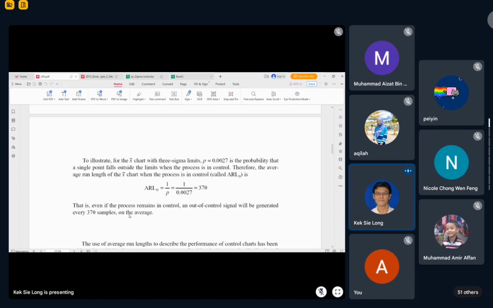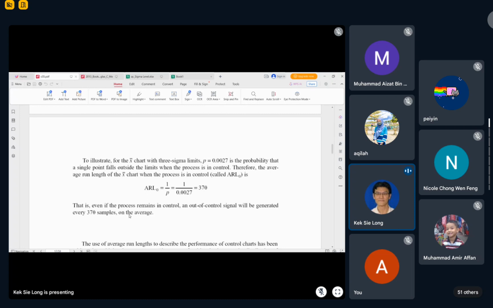So after we calculate the ARL, it means that although the process is still in control, an out of control signal will be generated. What does it mean? From the control chart, we cannot always make sure the data points are inside. We cannot control it.